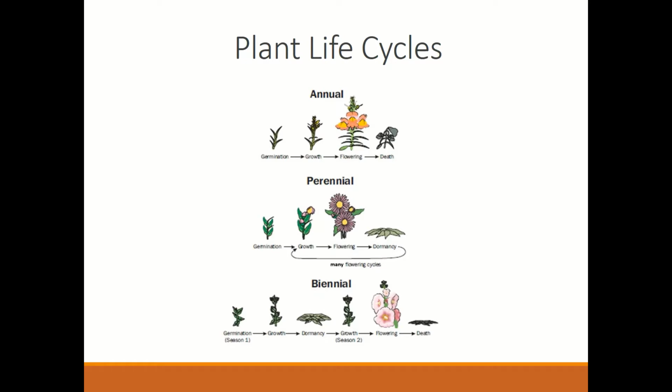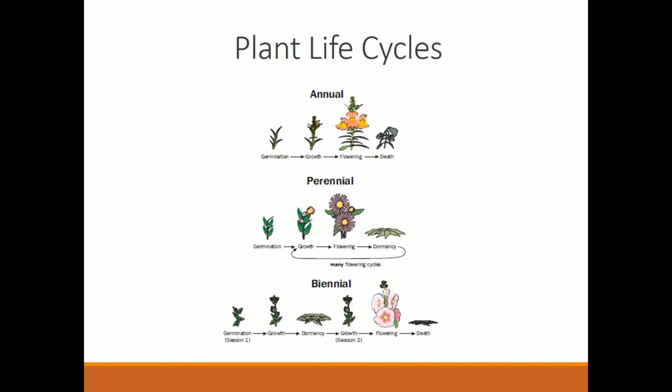Let's take a look at this image that you see on the screen. On the top you have the life cycle of an annual plant. An annual plant, by definition, is a plant that survives for a single growing season. Generally, these plants are started from seed. They grow, they flower, they produce fruit-bearing seed, and then at the end of their growing season, they're genetically programmed to die.